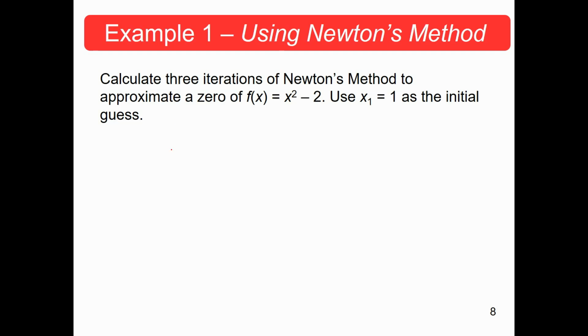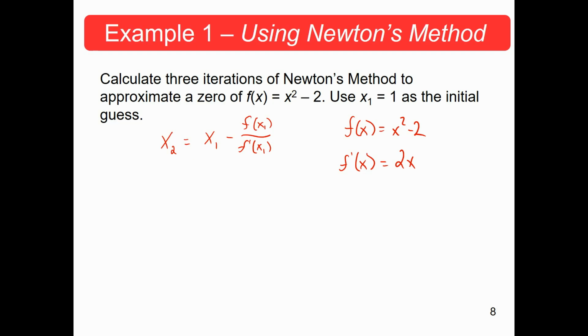So I know that x sub 2 equals x sub 1 minus f of x sub 1 divided by f prime of x sub 1. So what we need to do is know what f prime is, right? I know that f equals x squared minus 2, so f prime equals 2x.